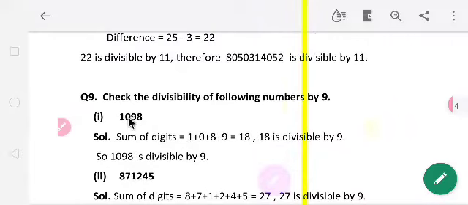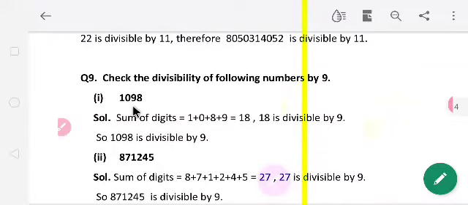So the sum of digits means 1 plus 0 plus 9 plus 8, which is equal to 9 plus 8, 17, 17 plus 1, 18. And 18 is divisible by 9. How many times? 2 times. So 1098 is also divisible by 9. You only have to find the sum of the digits in the given number.